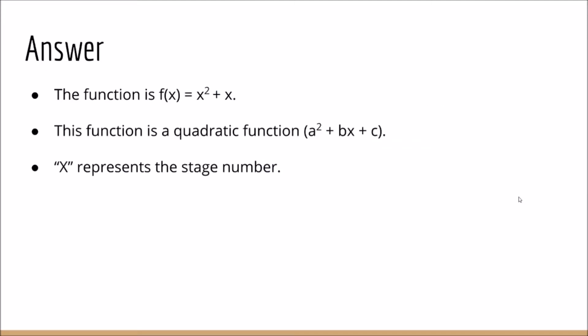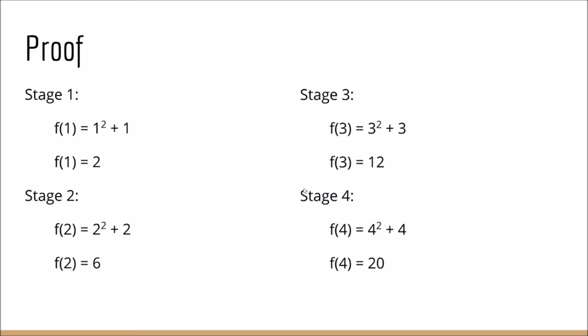So the answer that we found is f of x equals x squared plus x, and I'll show you in a minute how it lines up with all the examples I just showed you. And it's a quadratic function, so it's in standard form ax squared plus bx plus c, and as I said previously, x represents the stage number. So here's the proof. So f of 1 equals 1 squared plus 1, and you get 2, and so on, just like the first slide.